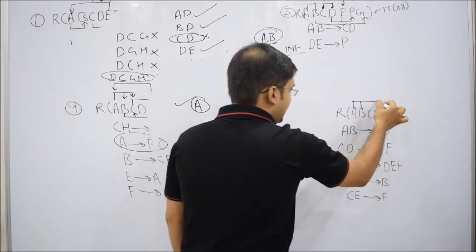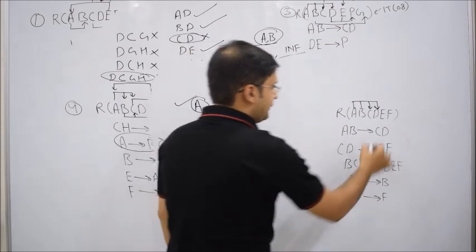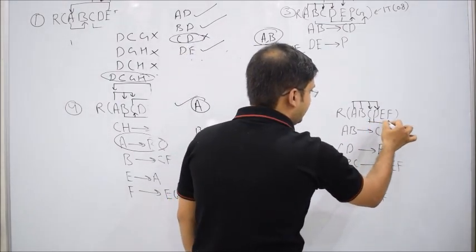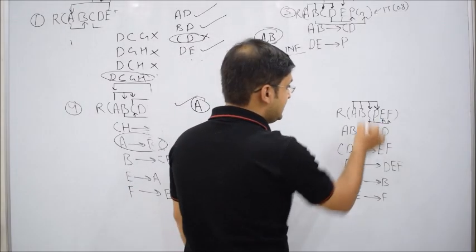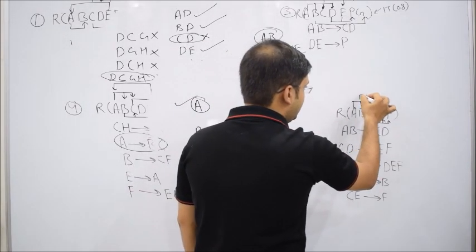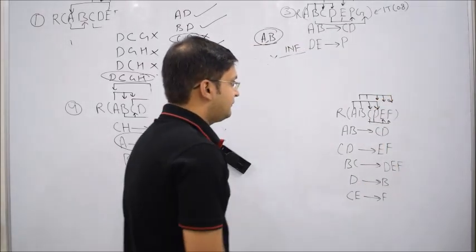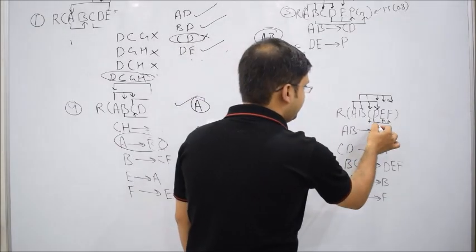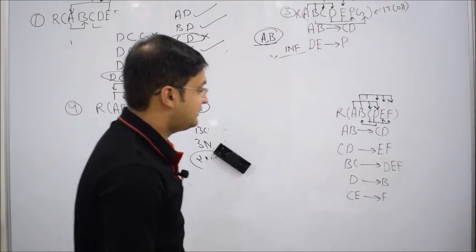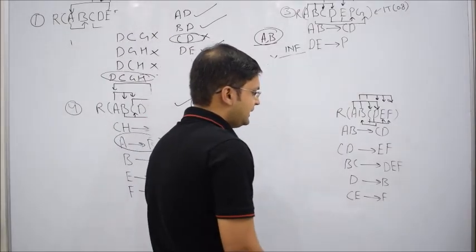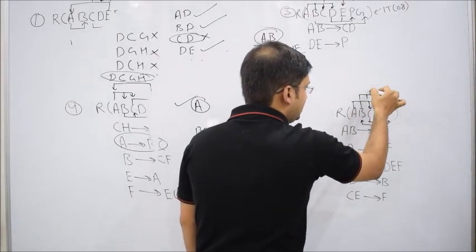from AB I can find what? CD, that is okay. There are a number of dependencies. From C and D I can find E and F. Okay, then from B, C I find D, E and F. Okay, from B and C again I find D, E and F. Again, then from D I find B, and then from CF I find CE. From CE I find F. Okay, then from C and E I find what?